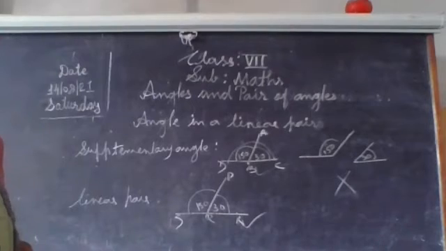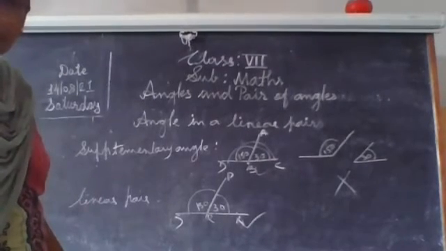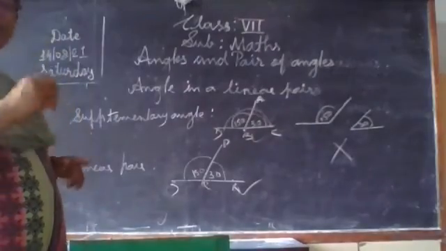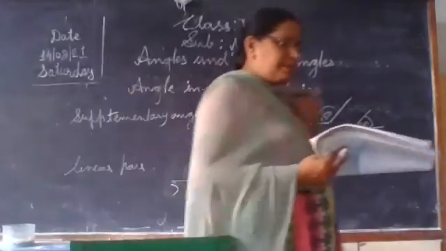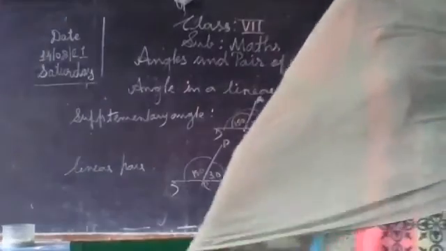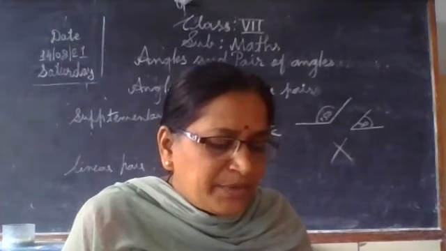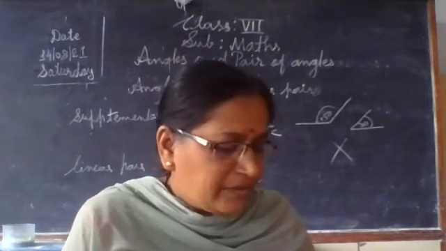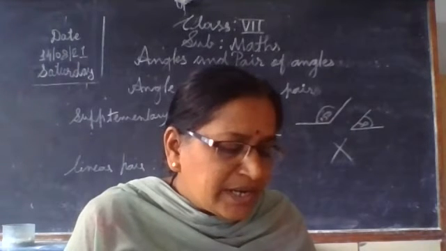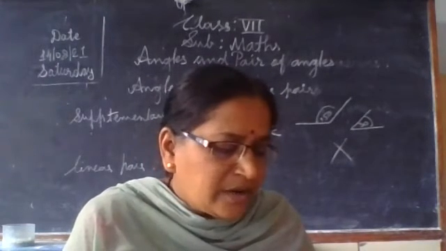Okay. Now let us see another term. The next term, vertically opposite angle. Let's discuss a practice exercise. Question 1 is: draw the pair of angles described below. If that is not possible, say why. First, complementary angles that are not adjacent.